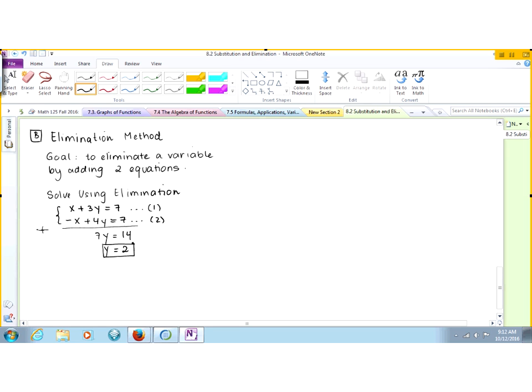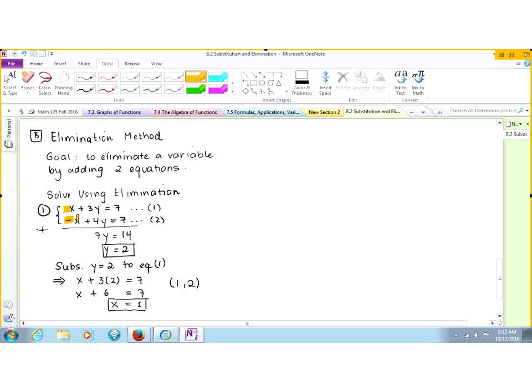We have to solve for x because it's an ordered pair. So what do we do? How do we solve for x? Yeah, so substitute y equals 2 into equation 1. So when we plug in, then what do we have? x plus 3 times 2 equals 7. So x plus 6 is equal to 7. What is x? 1. So, what is my solution? 1, 2. Easy? Okay. But what's important here is the coefficients are opposite. The same value but opposite.